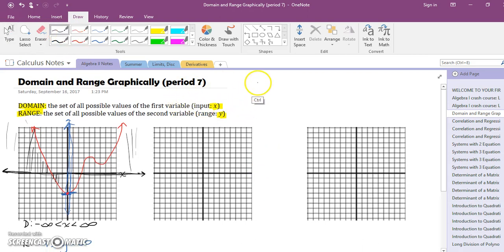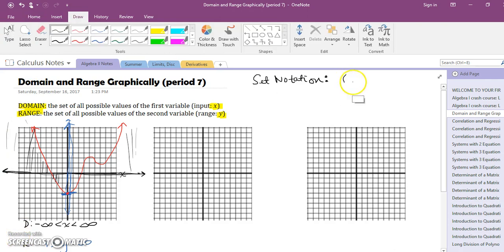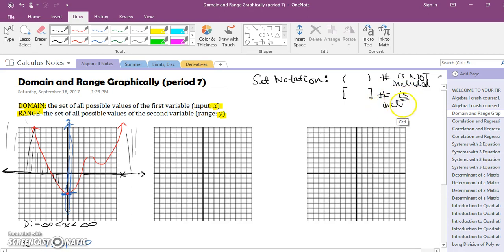So starting in calculus and upwards. Set notation, write this down somewhere, is a more precise way of writing sets of numbers. For set notation for domain and range, you're going to use parentheses or square brackets. If you put parentheses by a number, that means the number is not included. And if you put brackets by a number, it means the number is included in the domain or range.